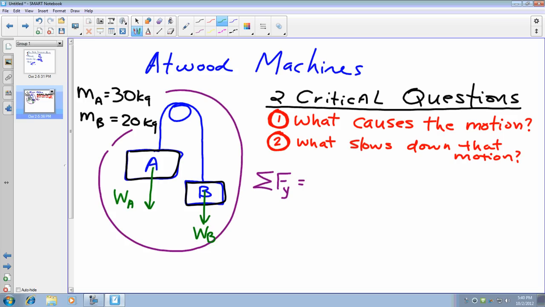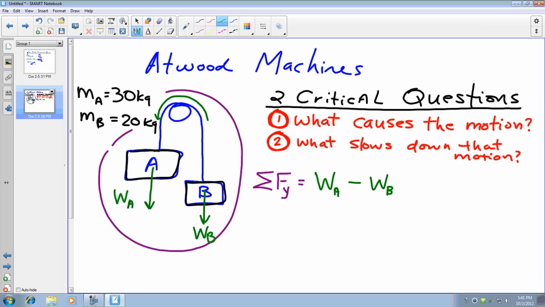Now let's think about our first question here. What is causing the motion? Well, object A is larger. So really, object A is what's initiating the motion and giving us an acceleration in this direction. So the weight of object A is going to be one of the main forces in the sum of our forces. Well, what's trying to slow that down? What is resisting that motion? That's going to be object B. So the weight of object B can be subtracted.